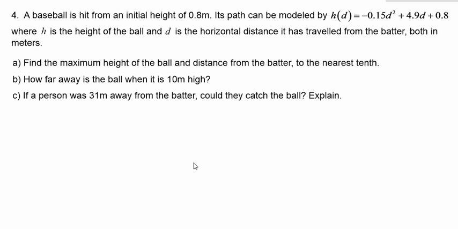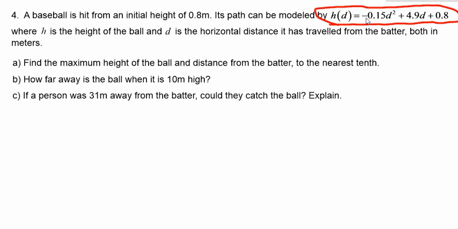A baseball is hit from an initial height of 0.8 meters and its path can be modeled by this equation, where h is the height of the ball and d is the horizontal distance it has traveled from the batter, both in meters. So I'm going to try to understand as much as I can about this equation, and then I'll see what I'm supposed to do with it. So obviously I can see that it's a quadratic equation, and it is a negative parabola.